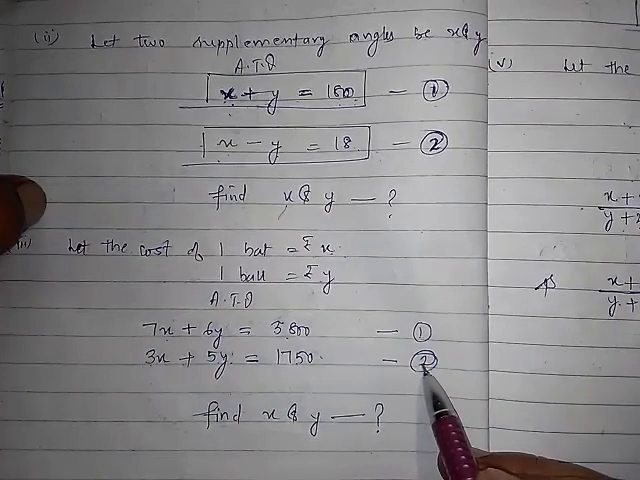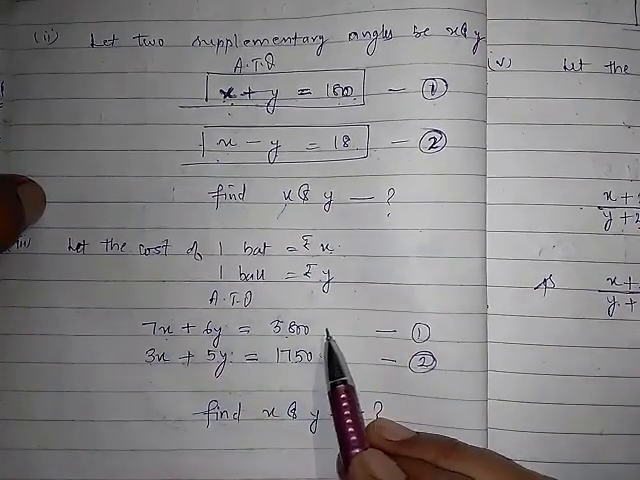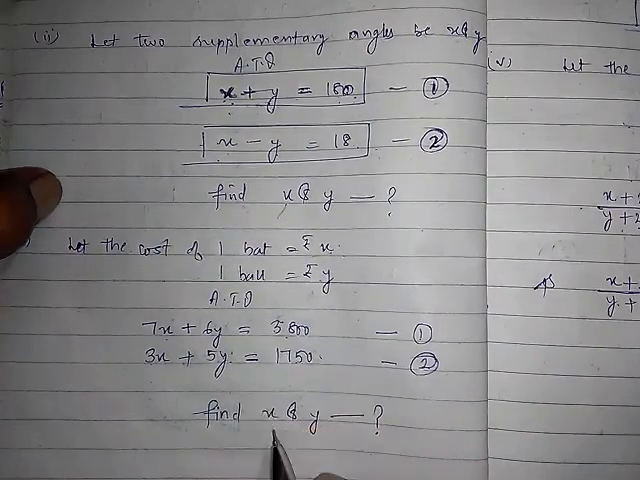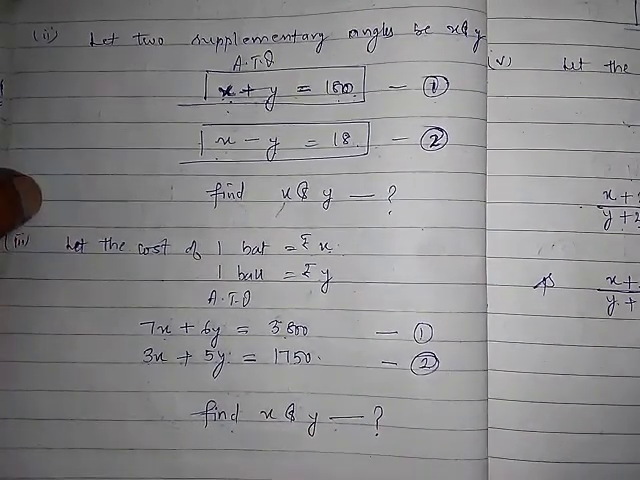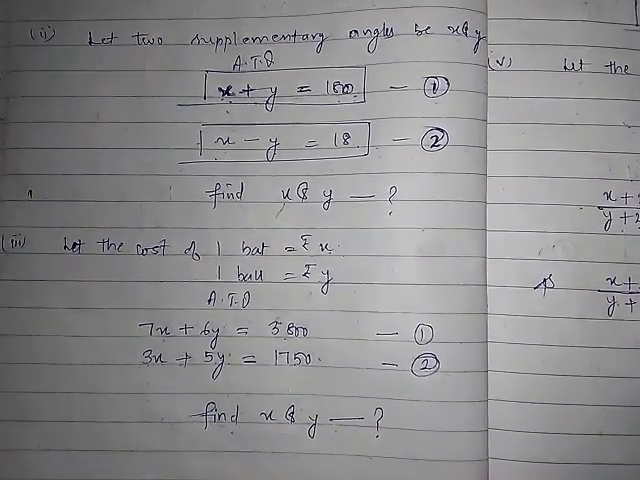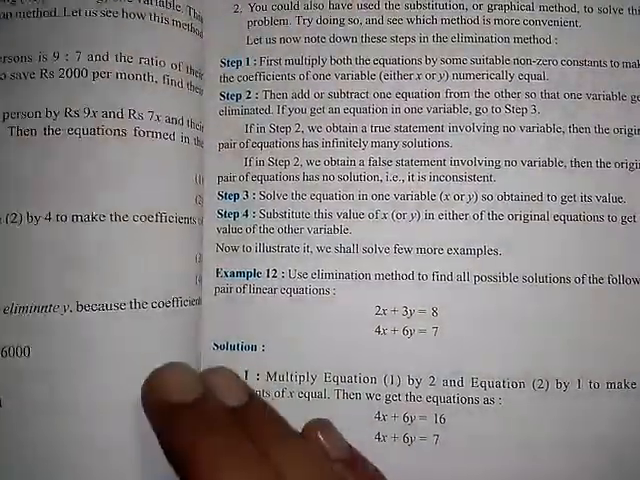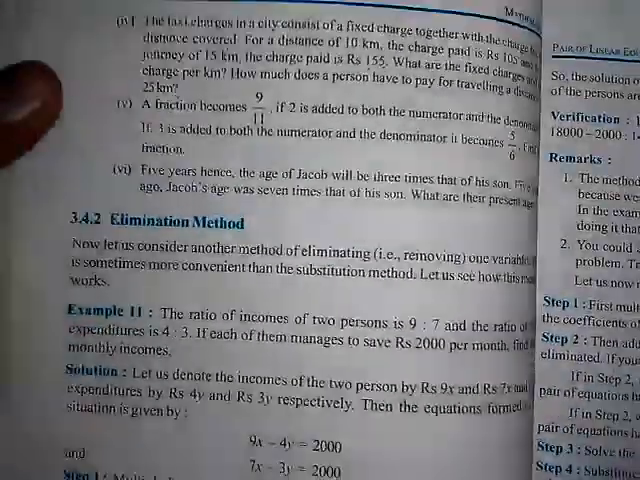So the second equation also we have got. So ultimately we are getting here two equations, and now we can use the substitution method to find the value of x and y. Clear? Then come to our part number 4.